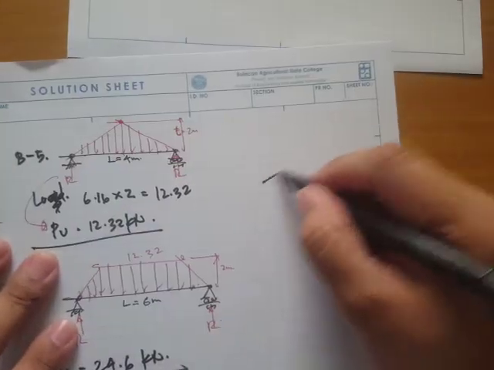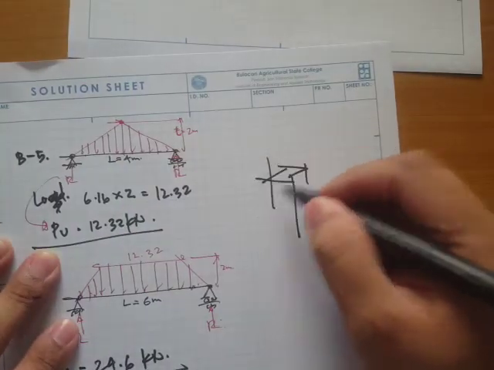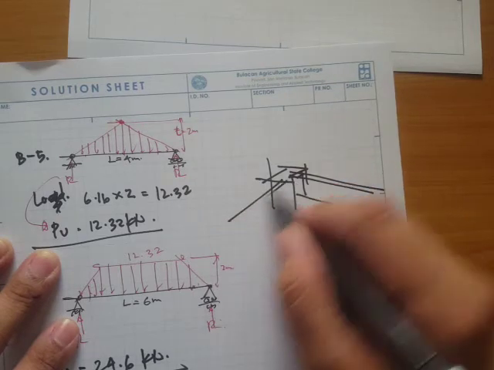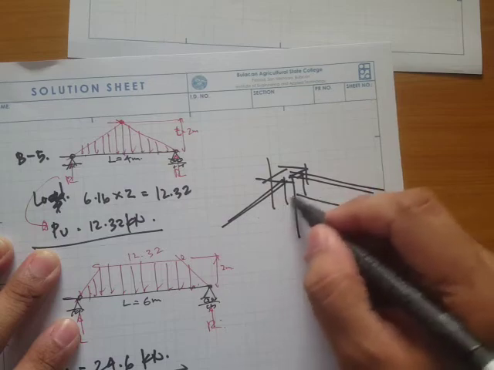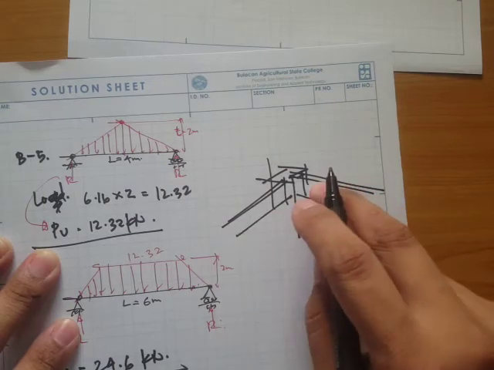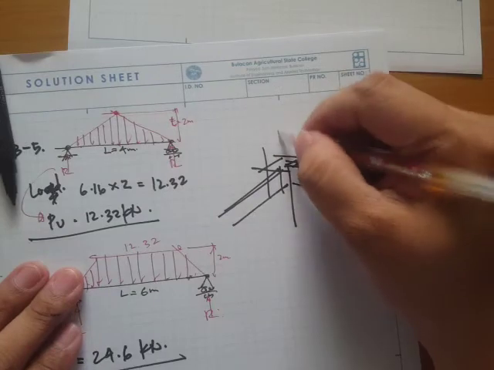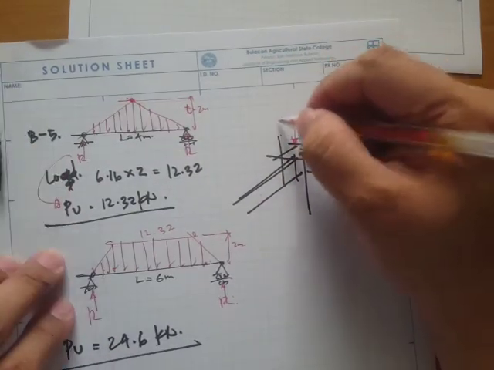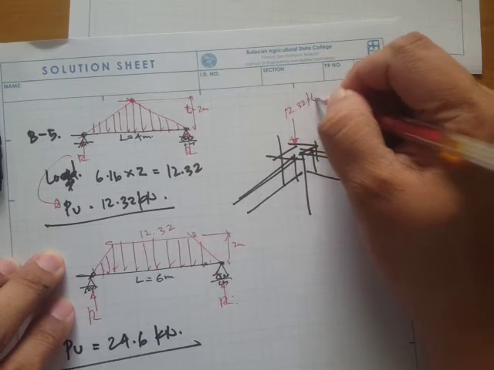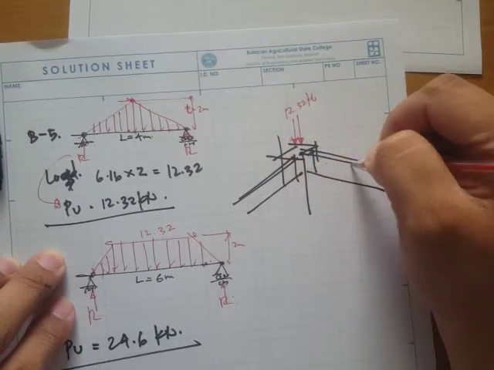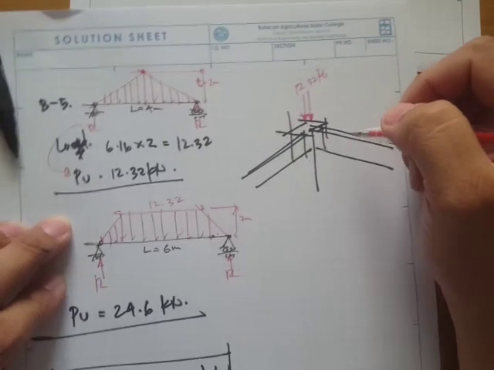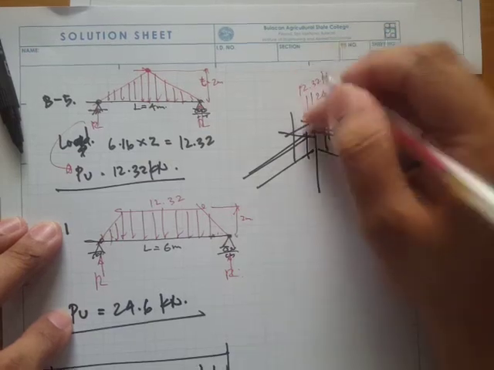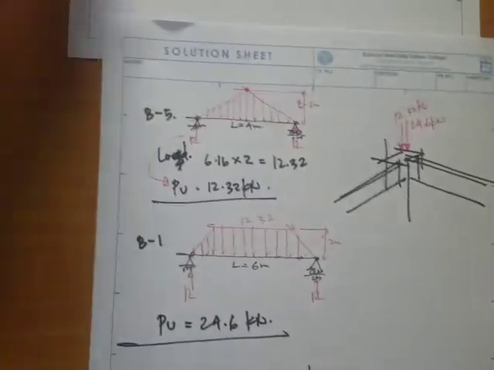We'll try to draw it here lastly, just to show at least a visual representation of this type of loading. We have these reactions. We have loadings from beam-5, which is 12.32 kilonewtons, and another loading from this beam-1, which is 24.6 kilonewtons. If you total that, that's 36.92.